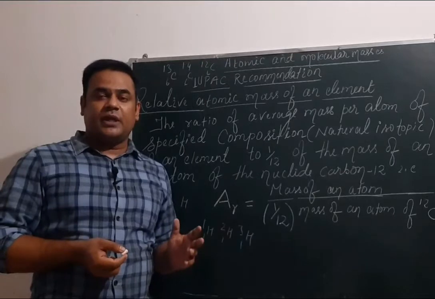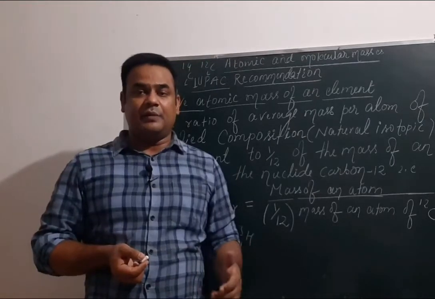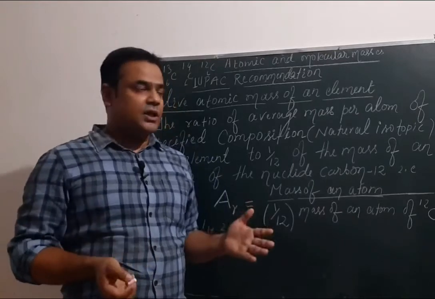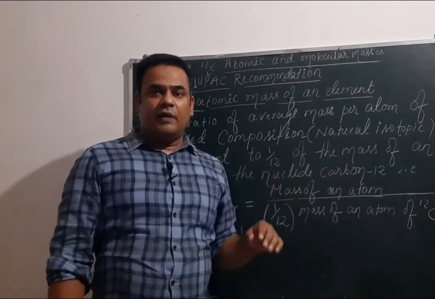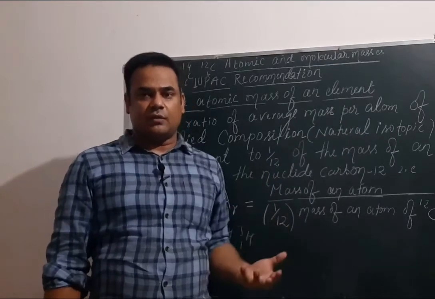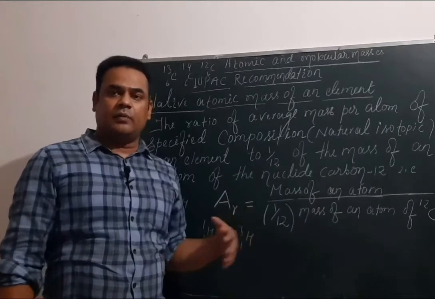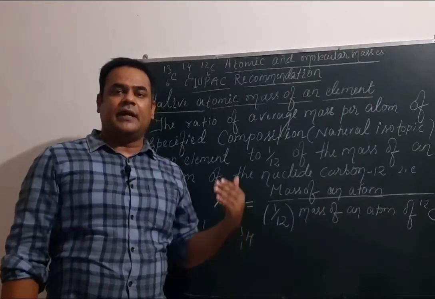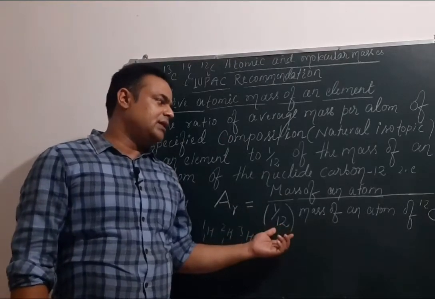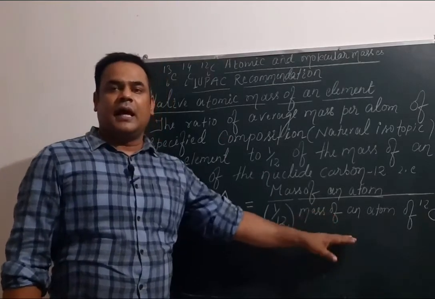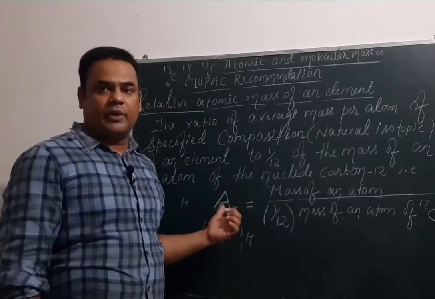Nowadays we can also prepare elements in the lab, but that will be artificial. So in nature, whatever isotopes of an element exist, we find the percentage composition, then we determine the average atomic mass, then we divide it per atom, and then we divide it by 1/12 of the mass of an atom of C12. That will be the relative atomic mass.